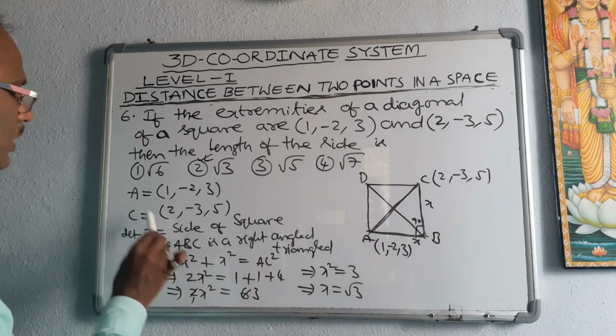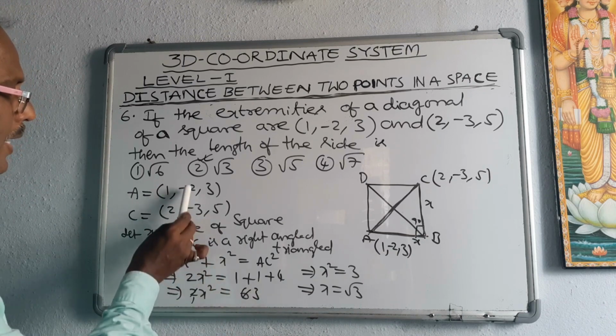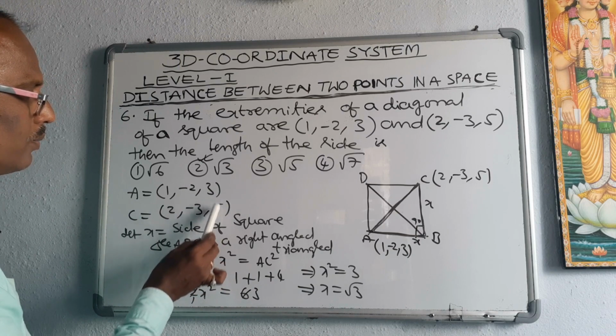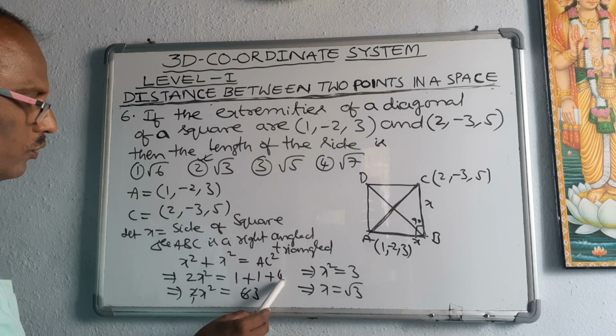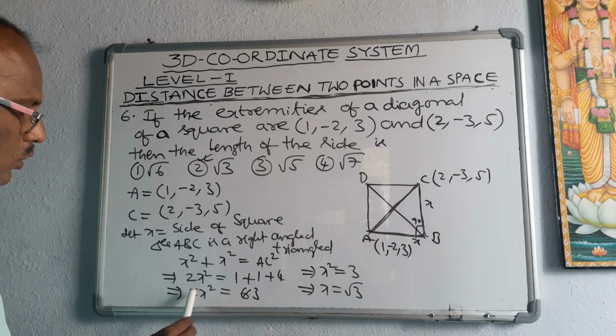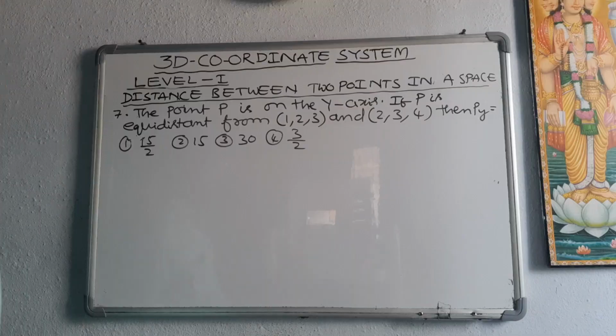In a square the root is cancelled. 1 minus 2 whole square, 1; minus 2 plus 3, 1; 3 minus 5 minus 2 whole square, 4; 4 plus 1, 6. 2x square equal to 6, 2 ones, 2, 3. X square equal to 3, x is equal to root 3.